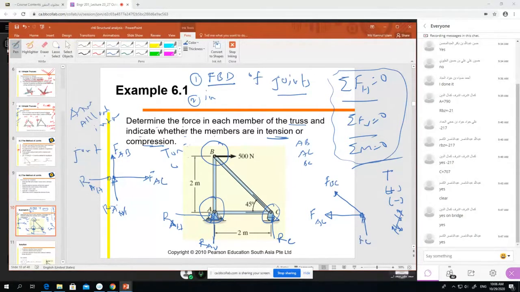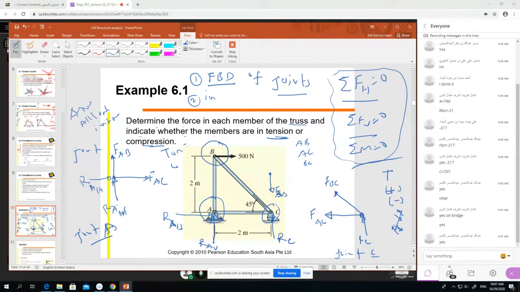So this is the free body diagram for the joint C. This is joint C, and this is joint B, and joint A. This is joint A and joint B. Now joint B, one member is like this. Is AB or BA, whatever you write down, doesn't matter.